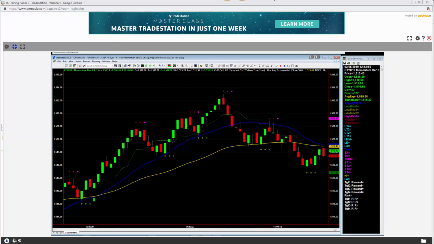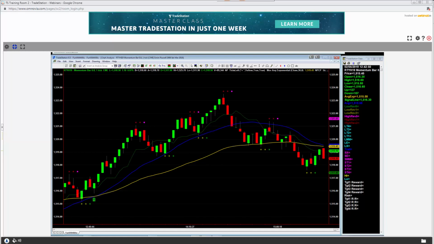Okay, so the way the first setup works that I'm going to show you is that you determine 1, 2, or 3 moving averages. What I've created has the ability to work with 2 EMAs and 1 SMA. So I've only got 1 SMA and 1 EMA on this chart.